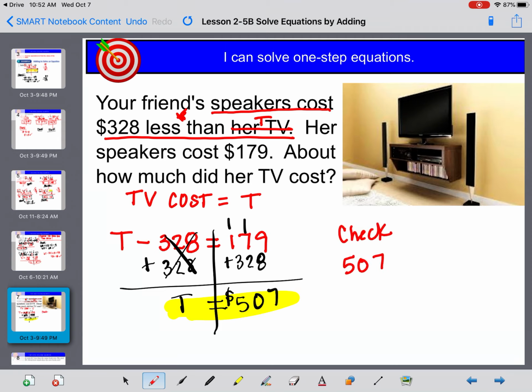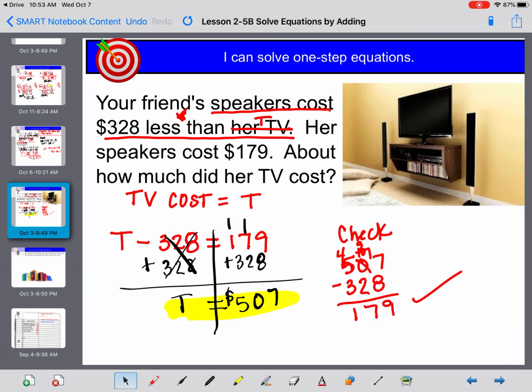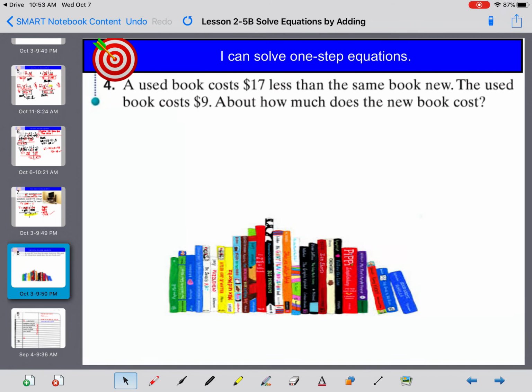I am going to say 507 minus 328. Does that equal 179? And it sure does. So it checks. That is the right answer. I would like you to try one. This is very similar. Try this one. Pause the video. See if you can write the equation, solve the equation, check your solution, and then compare your answer with mine.